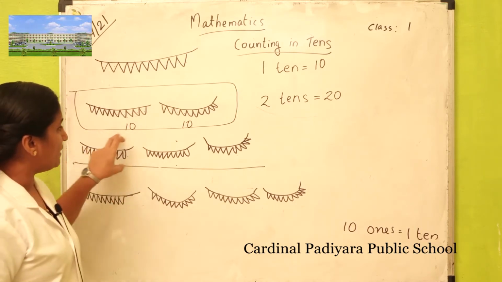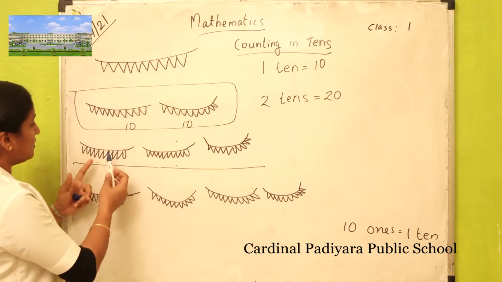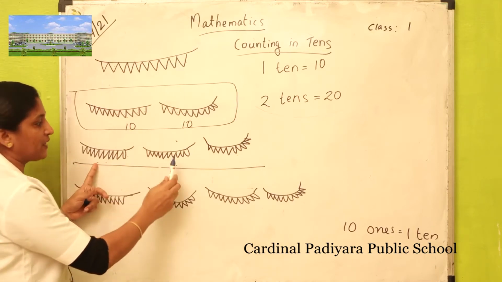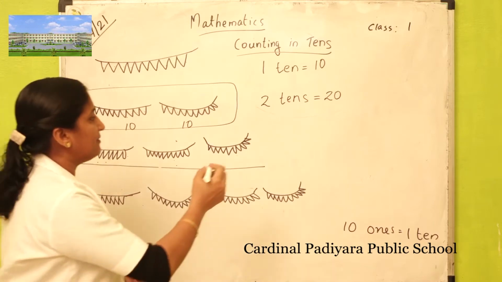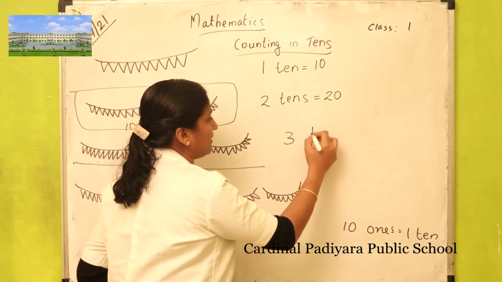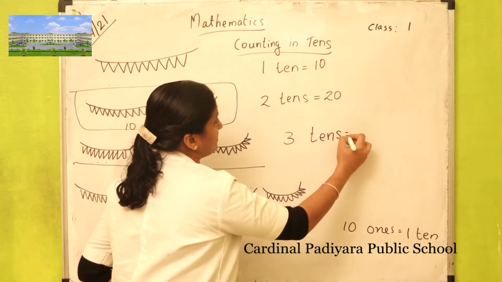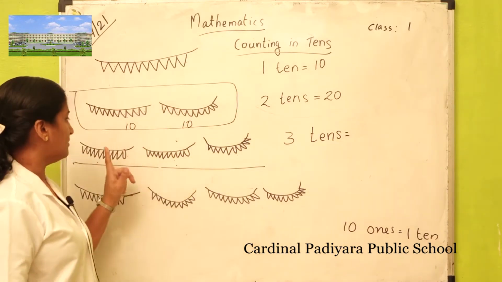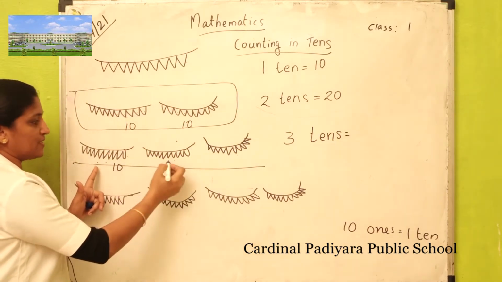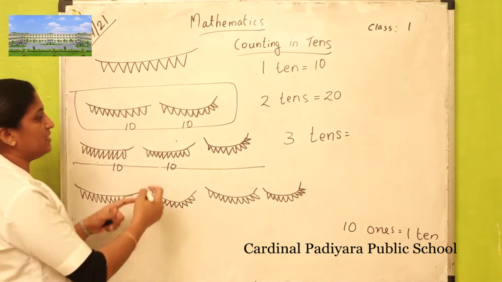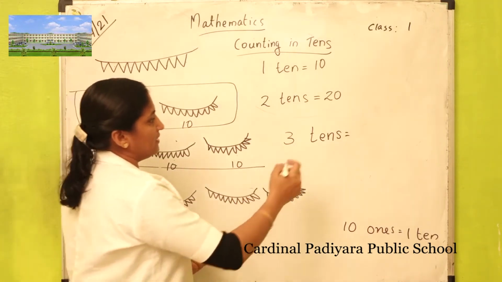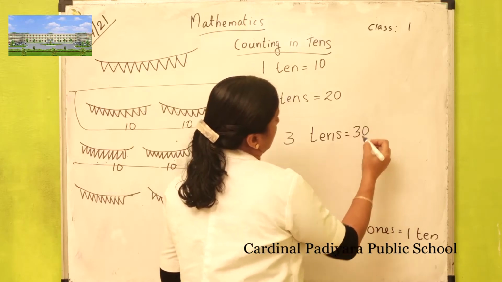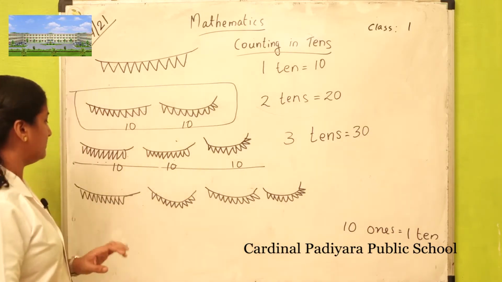Now how many tens here? Look at this: 1 ten, 2 tens, 3 tens. So how many tens? 3 tens. 3 tens is what? The answer? 3 tens: this 10, 10 plus 10 is 20. Then 20 plus 10 is 30. So 3 tens is 30.